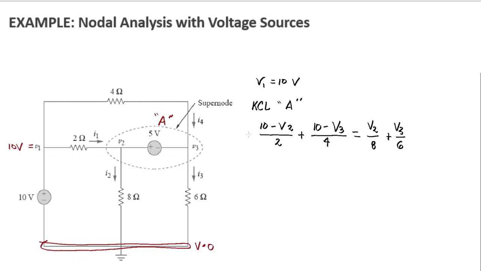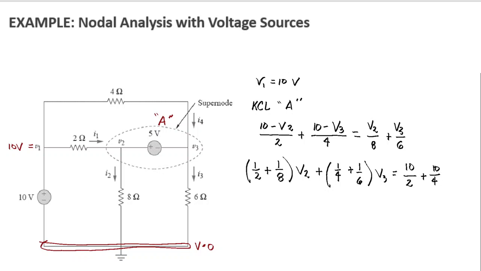Now let's simplify or rearrange the terms. I will transpose these variables to the right side of the equation, and regrouping V2, we will have 1/2 plus 1/8 V2. And regrouping V3, we have plus 1/4 plus 1/6 V3 equals the constants. We have 10 over 2 plus 10 over 4. I will not simplify so you know where that came from. 10 over 2 plus 10 over 4. And this is our equation 1.